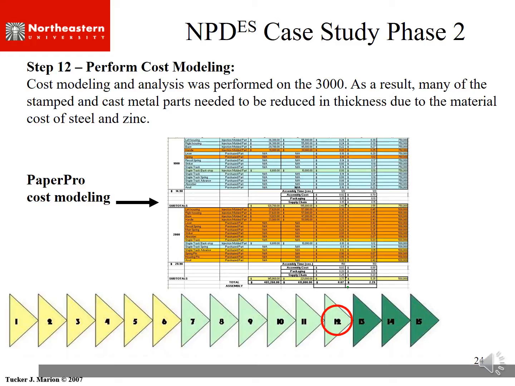Once you finish your cost build, you may end up at a cost that exceeds the value of the product, and then you have to go back and refine the product. You may have to pivot, you may have to change the design, you may have to change some of the components. In the case of the 3000, they actually changed some of the metals, the thickness in the metals and the type of metals, so that they could hit their cost targets.